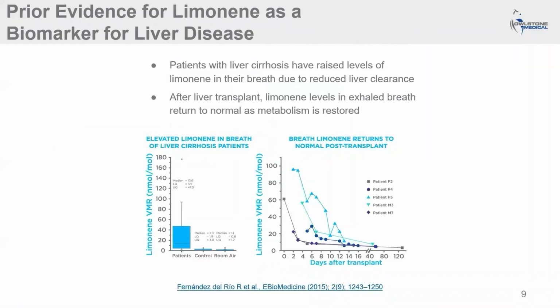What is the evidence supporting limonene as a biomarker for liver disease? A couple of studies from Professor Chris Mayhew's lab at the University of Birmingham provide the most compelling evidence, as shown here. On the left, we see that levels of limonene on breath are significantly increased in patients with cirrhosis compared to healthy controls. Interestingly, as shown on the right, levels of limonene on breath of cirrhotic patients were observed to normalize over time after liver transplantation.